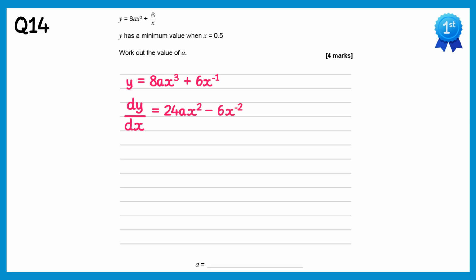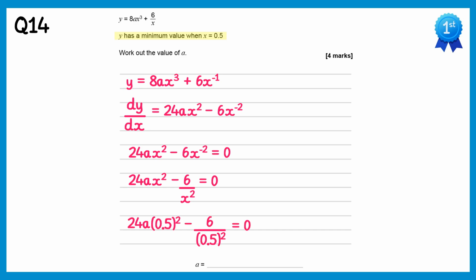In the question we're told that y has a minimum when x equals 0.5. If we have a minimum, then dy by dx must be equal to 0, so we can write this equals to 0. It might be sensible at this point to rewrite the second part of this back in its fraction form, so 6 over x squared. We were told that this minimum happens when x equals 0.5, so we can substitute 0.5 in for x.